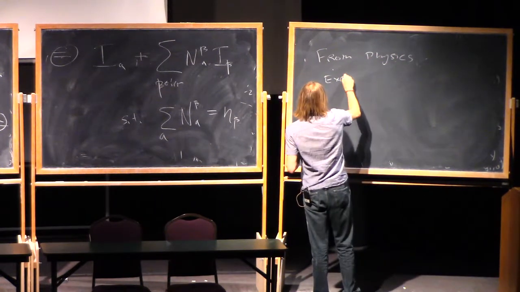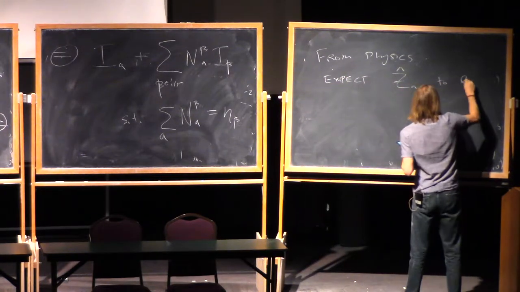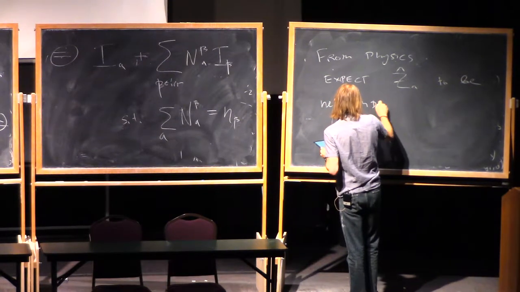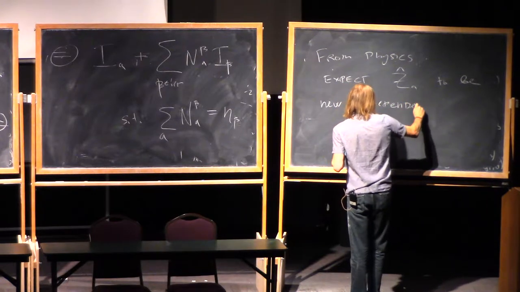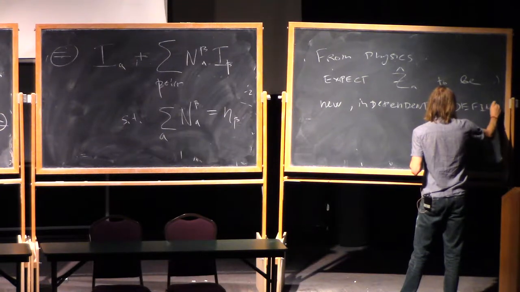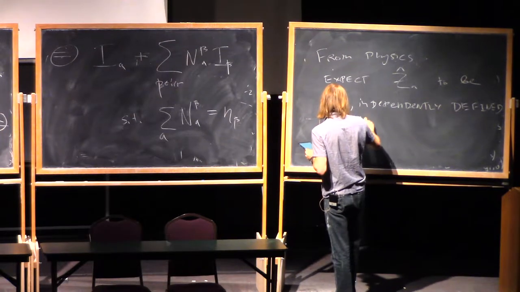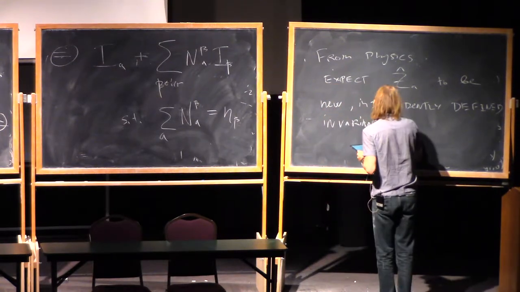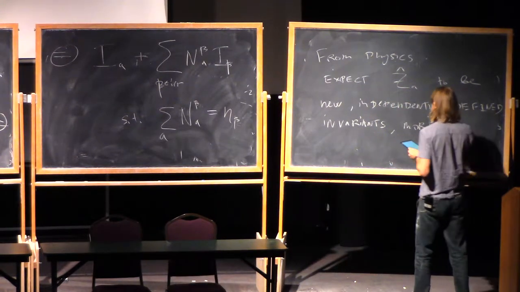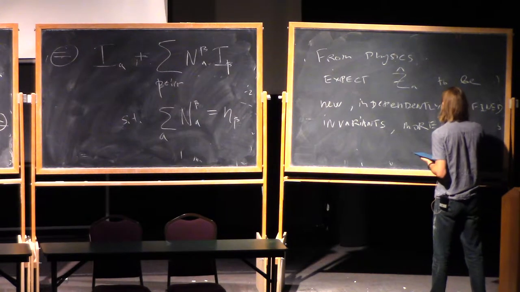From physics, we expect that hat A to be new, independently defined invariants, and moreover, from physics, we expect them to be categorified in a way similar to Khovanov categorification of Jones polynomial.